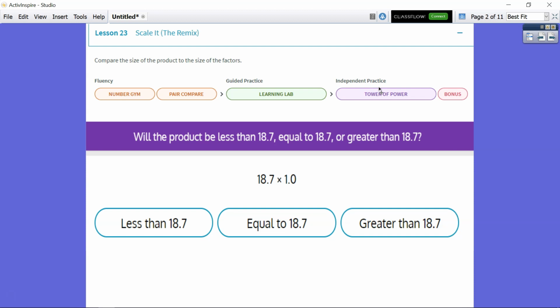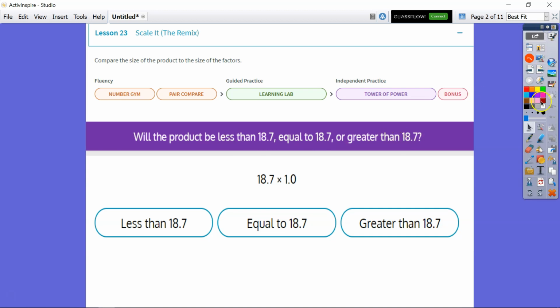So let's look at the first problem here. It says, will the product be less than 18 7/10, equal to 18 7/10, or greater than 18 7/10? Because we have 18 7/10 multiple times here, we know that that's not our scaling factor. Our scaling factor is our other factor, which in this case is 1.0. And what do we know about 1? Hopefully you said anything times 1 equals itself, so this would be our correct answer. 18 7/10 times 1 is equal to 18 7/10.